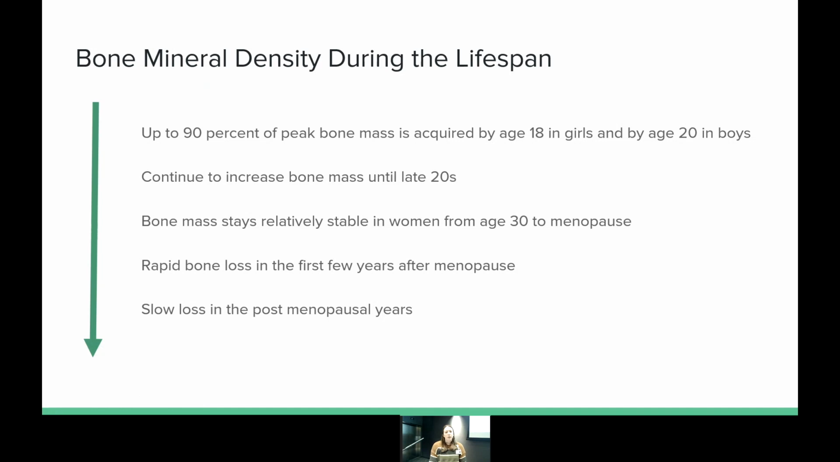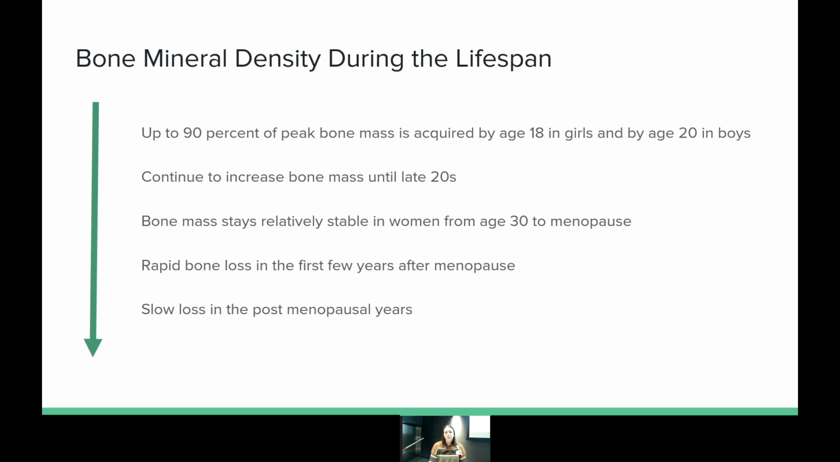Up until young adulthood, you form new bone faster than you lose old bone. Bone is a living tissue, so it's constantly adding and breaking down. So up to 90% of peak bone mass is actually acquired by the age of 18 in girls and 20 in boys. Achieving a greater peak bone mass at this age will increase the bank of calcium that you have, that your body can draw on throughout your life.